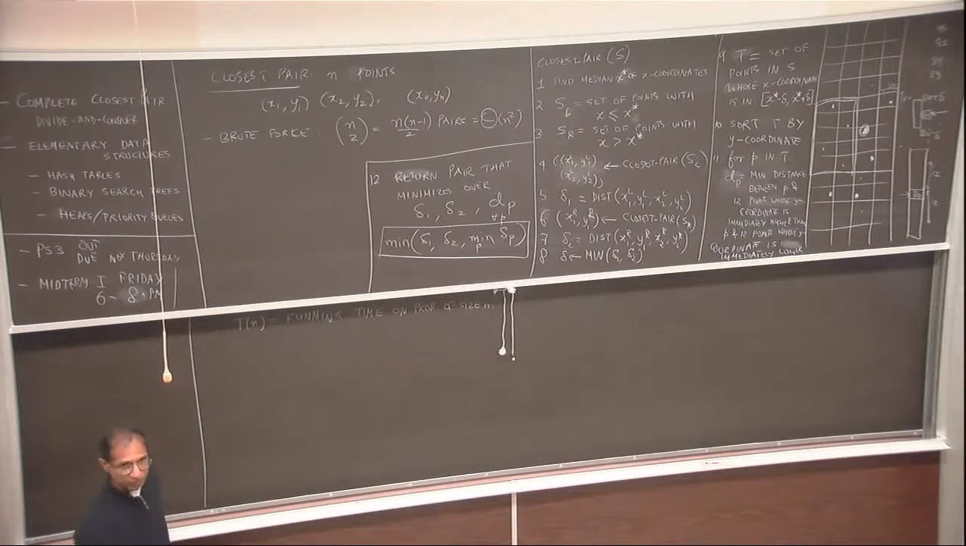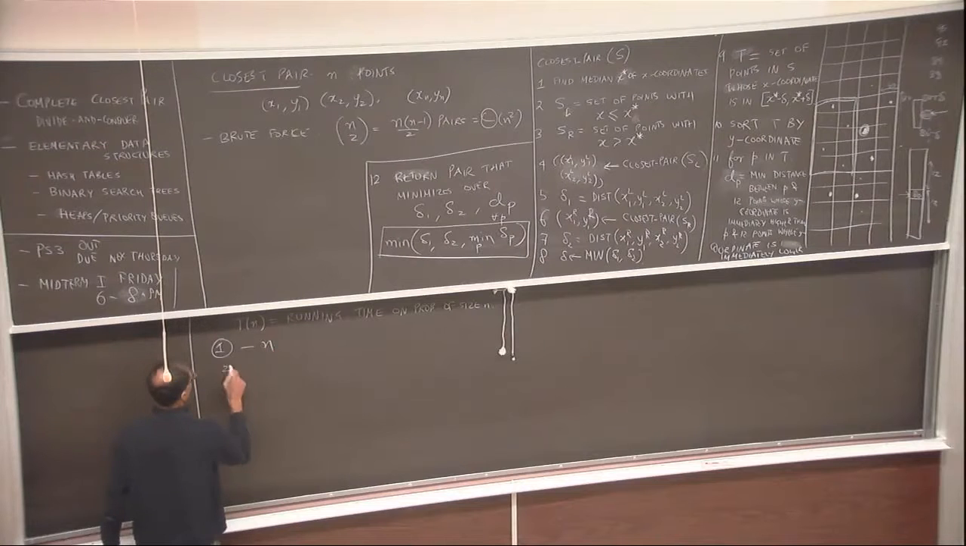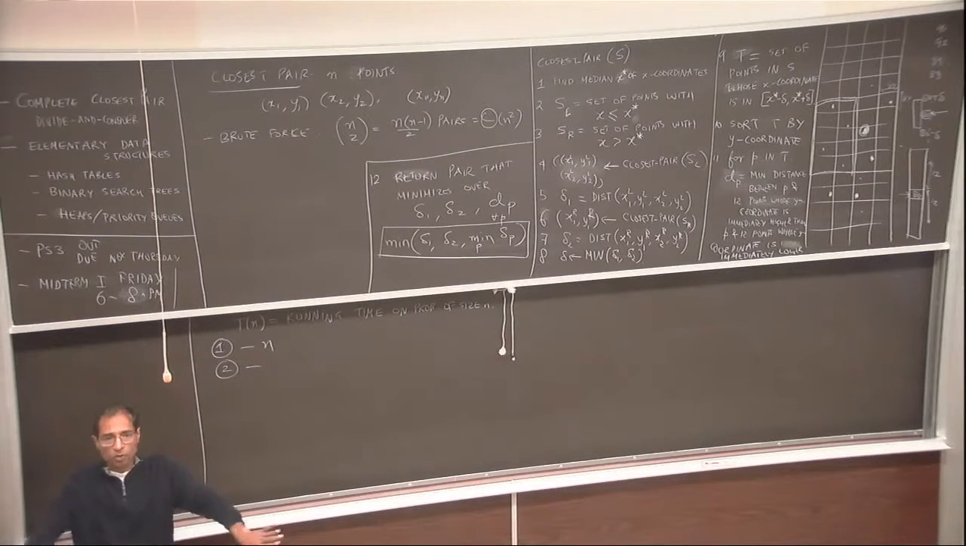Let's just quickly do that. Step 1. How long does step 1 take? I'm going to ignore the constant in front. We're just going to focus on the impact of n. What's the running time for step 1? N, linear. We have done linear time median selection. So that's n. Step 2. We are partitioning all the points into 2 parts, SL and SR. So steps 2 and 3, linear.